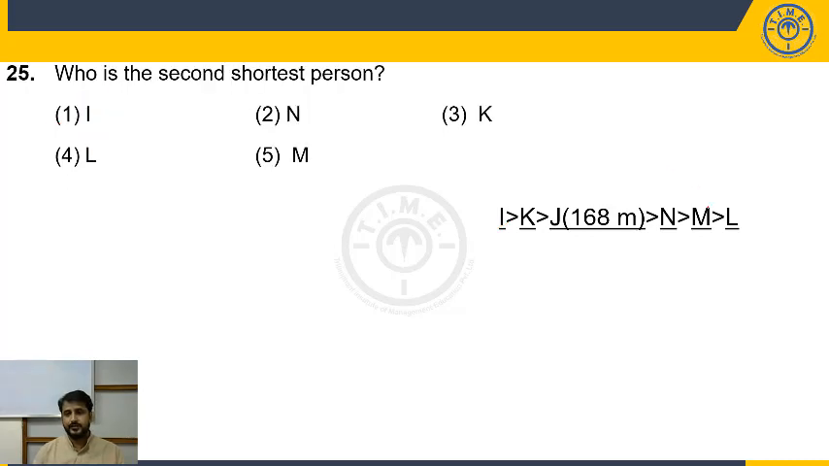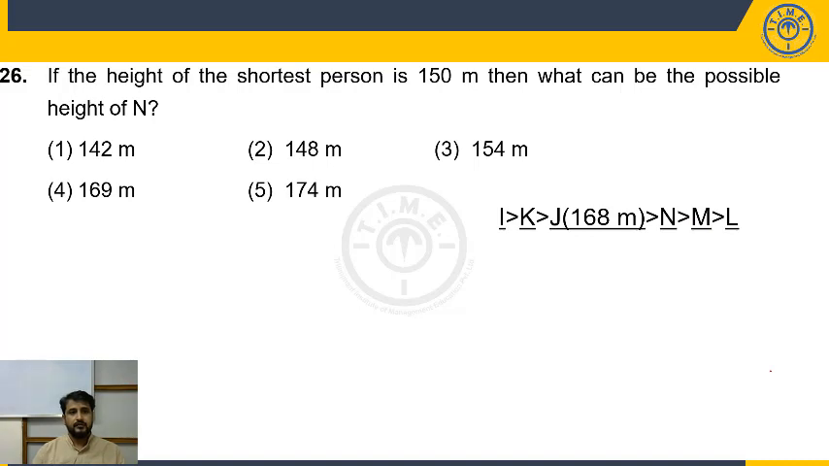Who is the second shortest person? M. Choice 5. If the height of the shortest person is 150, so L is 150, then what can be the possible height of N? So N should be more than 150 and less than 168, which is available: 154. More than 150 it has to be and less than 168. Okay, move to the next.